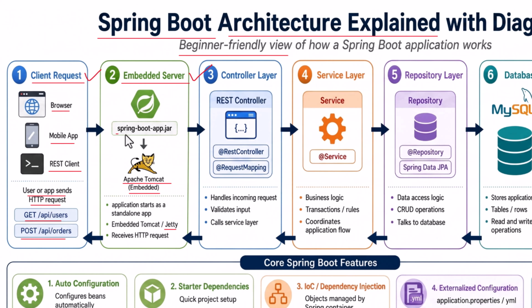For example, springbootApp.jar. When we run this jar file, the Spring Boot application starts as a standalone application. The embedded server also starts automatically. This means we do not need to install and configure a separate Tomcat server for normal development and deployment. The embedded server listens for incoming HTTP requests. When the client sends a request, the server receives it and passes it into the Spring Web application. Spring then identifies the controller method that should handle the request. That brings us to the controller layer.